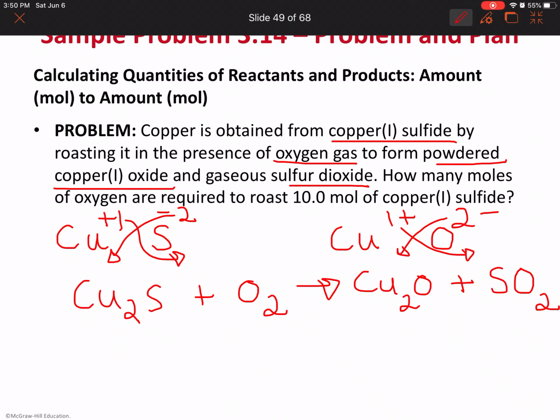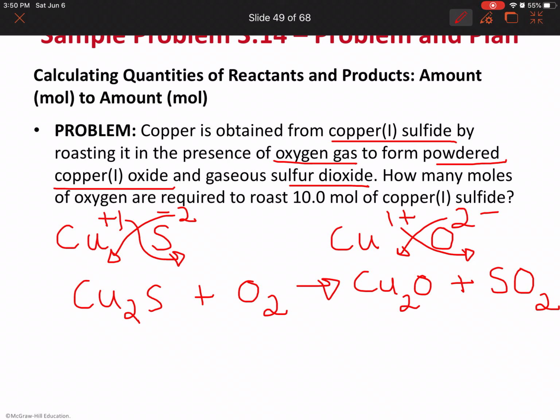But sulfur dioxide is a non-metal, a covalent compound, so we use SO2, sulfur dioxide. So now that is our equation with the proper reactants and the products. We need to balance it now. It's not balanced, is it? Looks like it is.